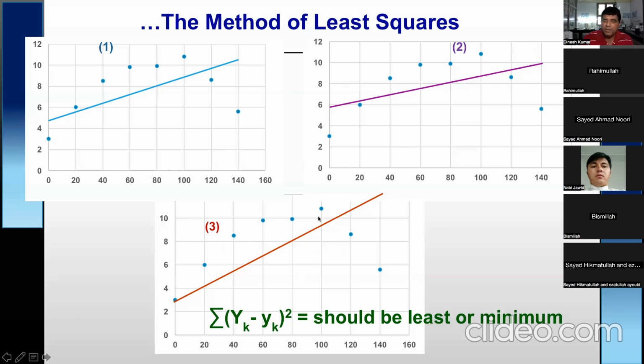So this total sum of squares, from this equation, from this equation, or from any other equation, our equation will be the best fit where we get the lowest value of the total sum of squares. Or you can say the value should be least or minimum. Therefore it is called the method of least squares, to find out the equation between independent and dependent variable. This is for a linear relationship.